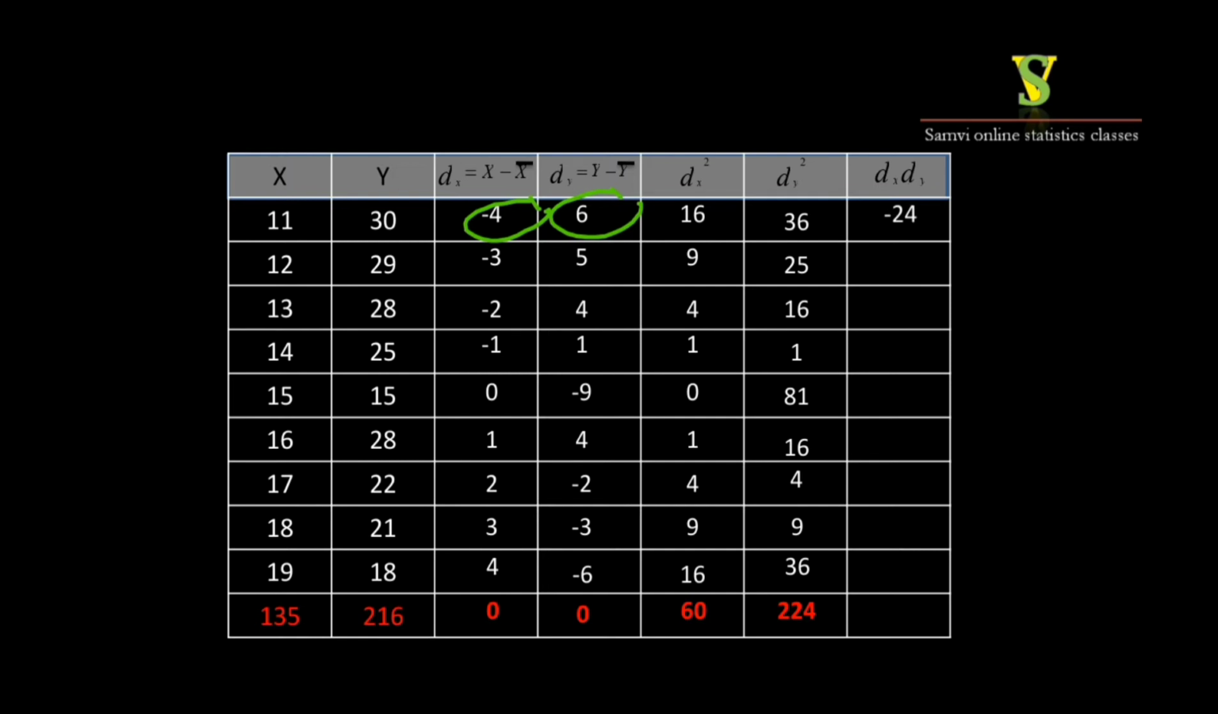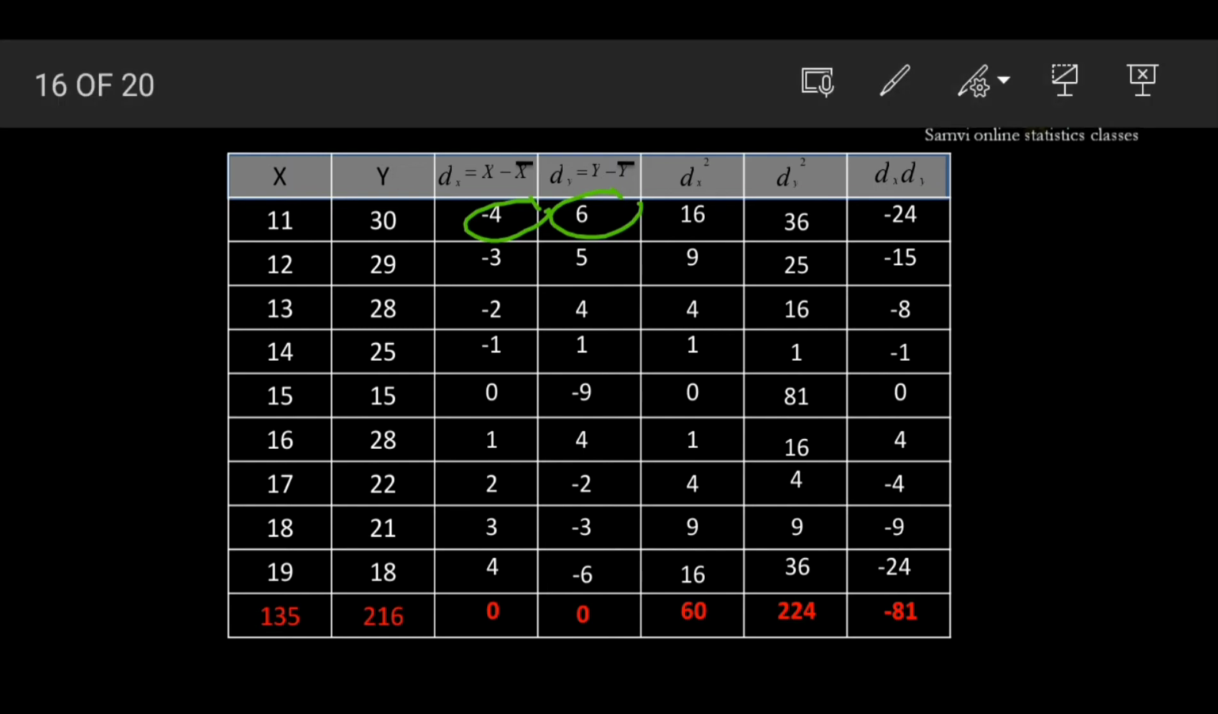Next is minus 3 into 5. We'll get here minus 15. Minus 2 into 4, minus 8. Minus 1 into 1, that is minus 1. 0 into minus 9, that is 0. 1 into 4, 4 it is. 2 into minus 2, that is minus 4. 3 into minus 3, that is minus 9. 4 into minus 6, that is minus 24. If we take the total, we get here minus 81. Understood?